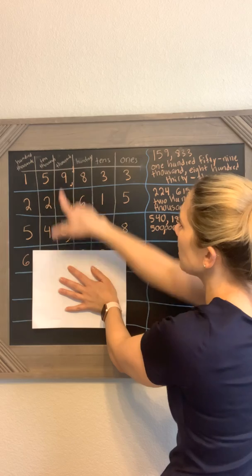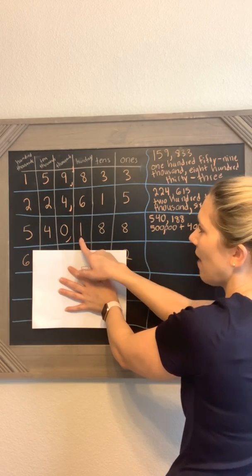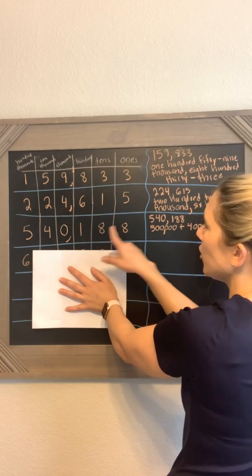Plus, I go to my thousands place, 0. I don't have any there, so I'm going to skip it, go to my hundreds. I have 100, and I need 1, 2 zeros after it.